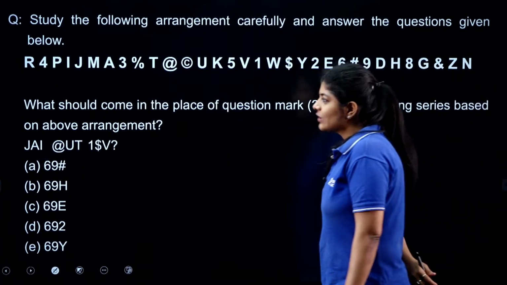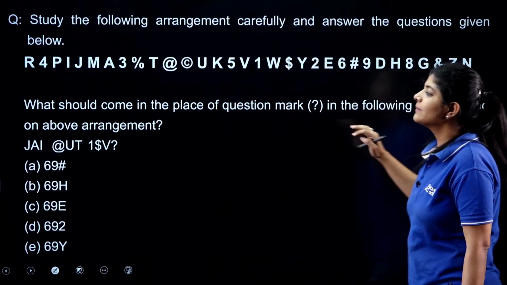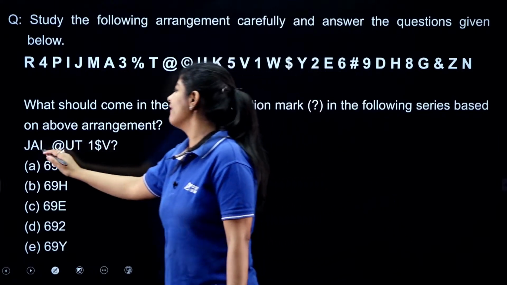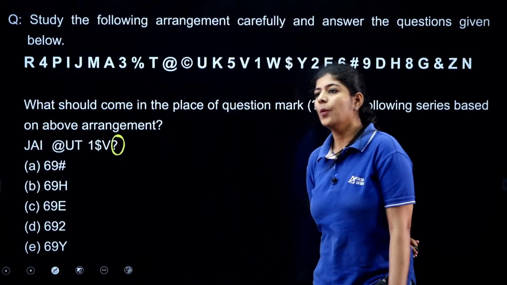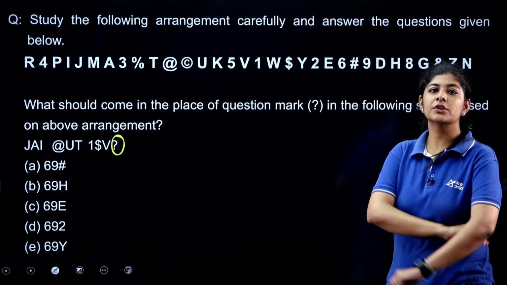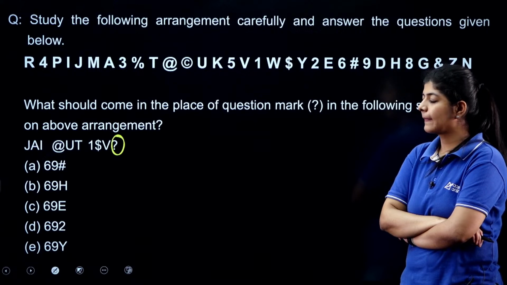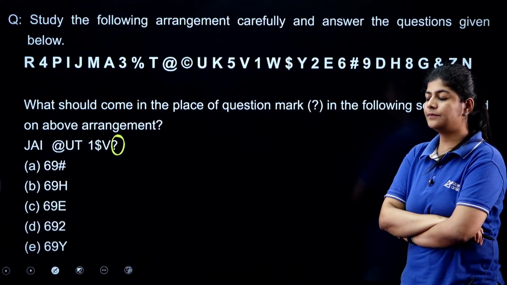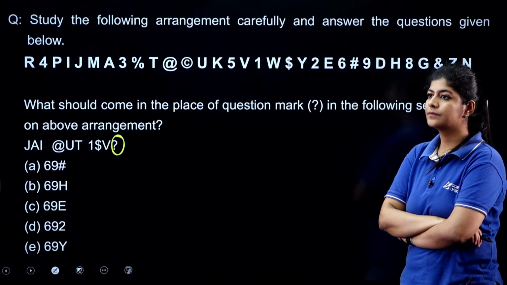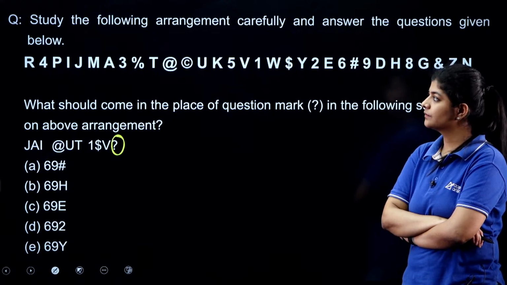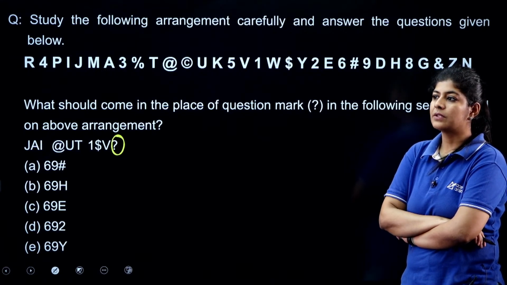Next. The next one is saying, what should come in the place of the question mark in the following series based on the above arrangement. Here we are having a series, and according to this we need to find out the fourth term. What you have to do, first you have to analyze the pattern and accordingly you have to answer.